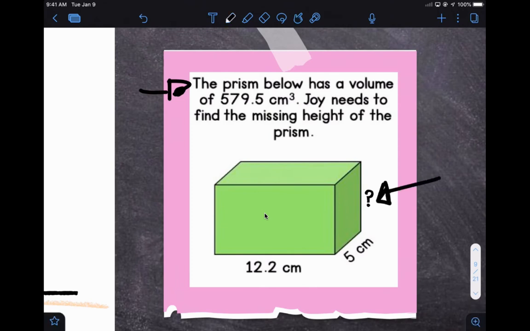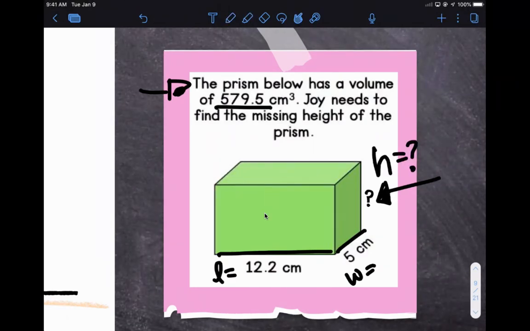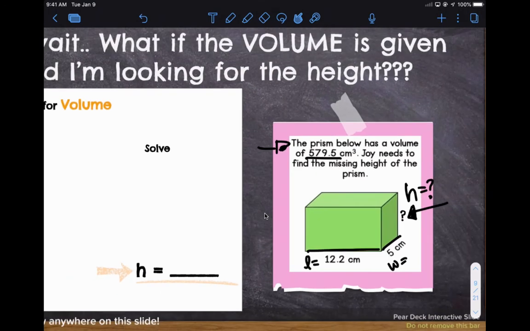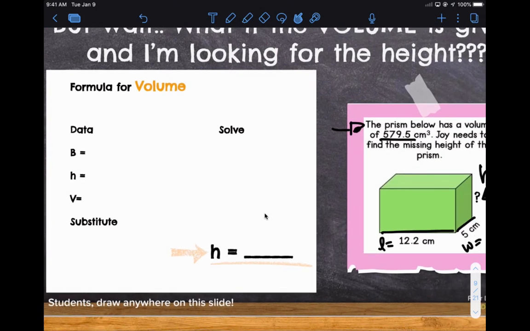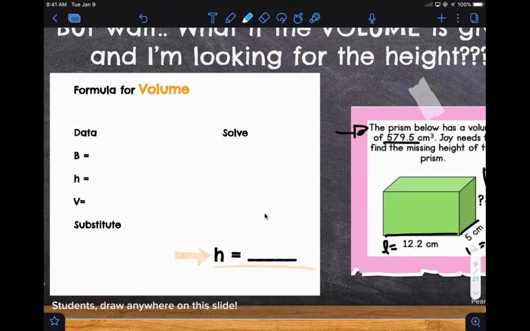Notice here, we're missing the height. They are giving us the length, right? They're giving us the width, right? We're missing the height. That's what's missing. And they're giving us the volume, correct? So what should we do? Well, we definitely need to work this problem backwards. We need to find the area of the base here, right?